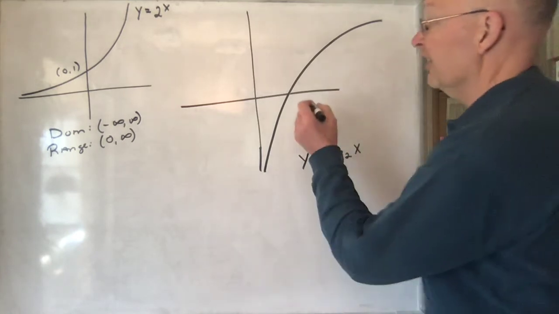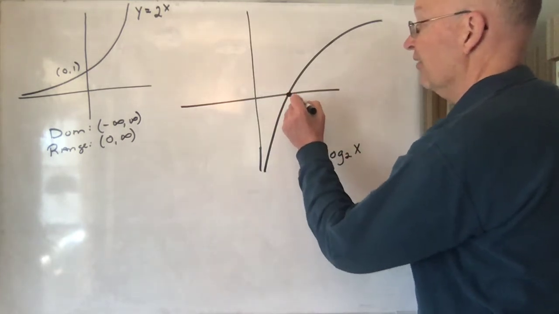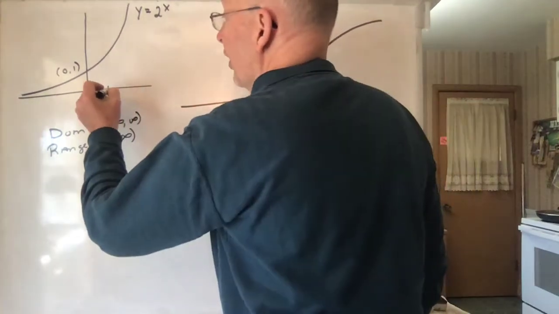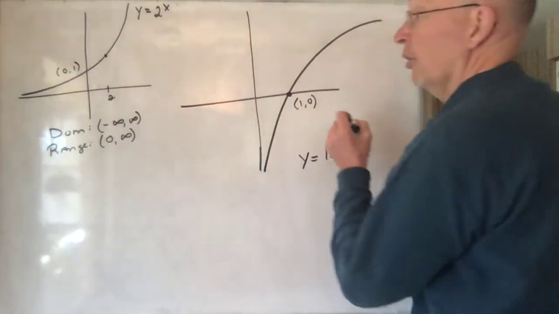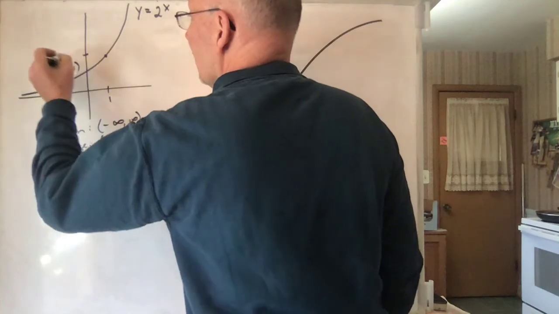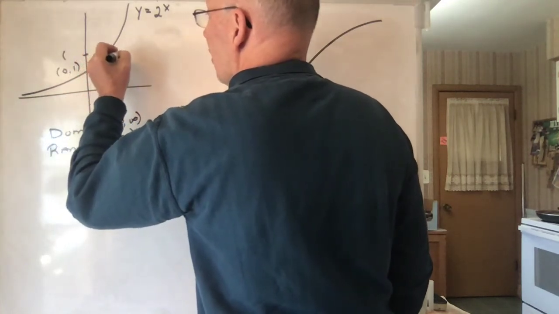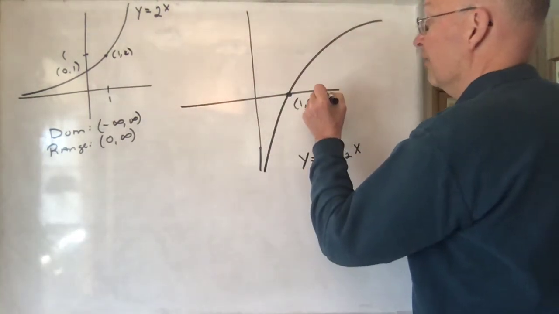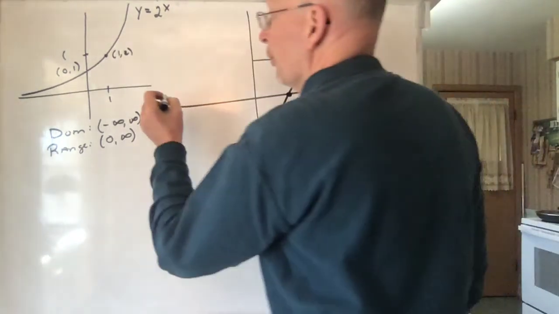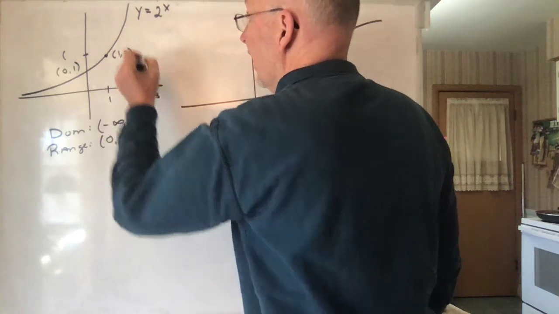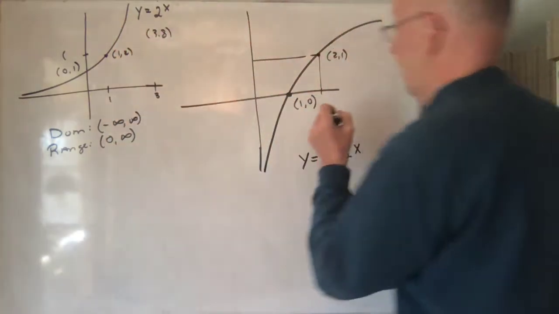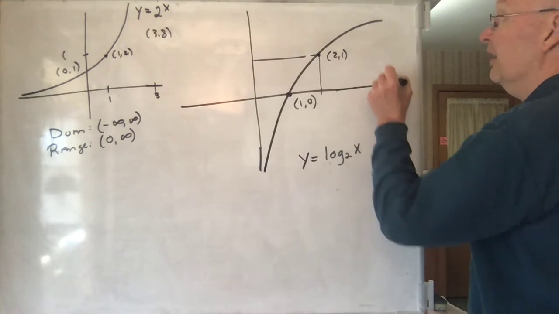And let's look at some of the properties of this. This has the point (1, 0) on it, which means the logarithm of 1 is equal to 0. The exponential has the point (1, 2), and so this one here has the point (2, 1) on it. The exponential would have the point (3, 8), and so this one here would have the point (8, 3).